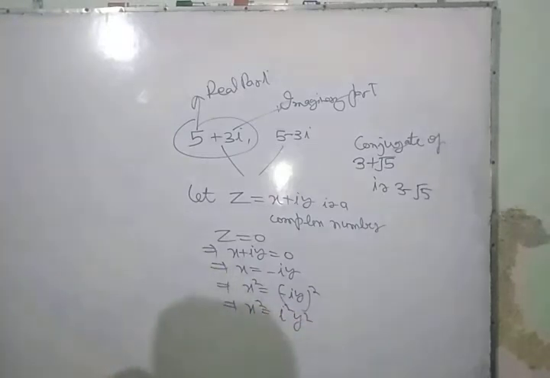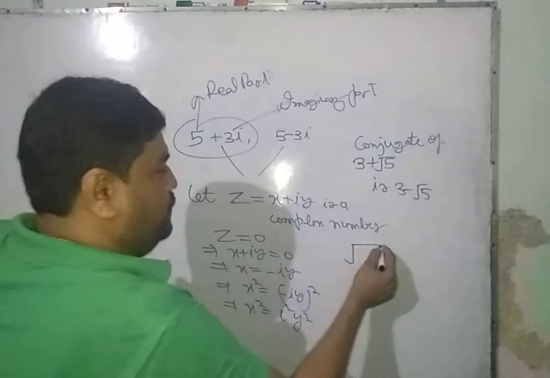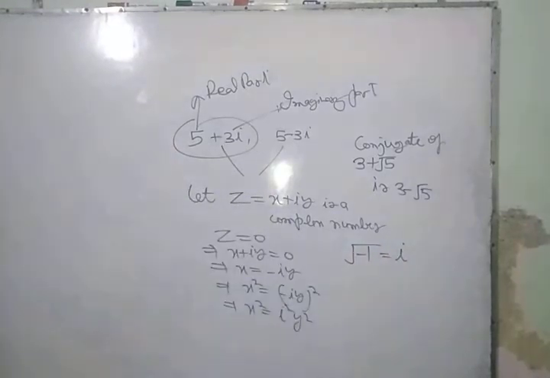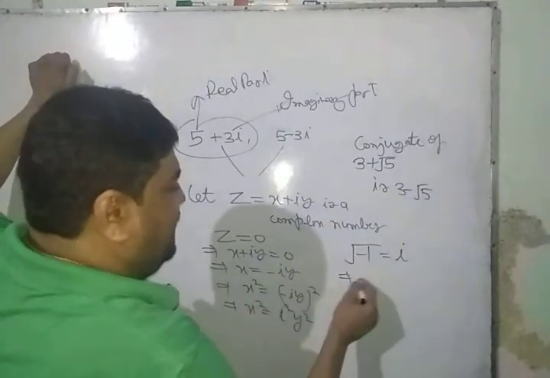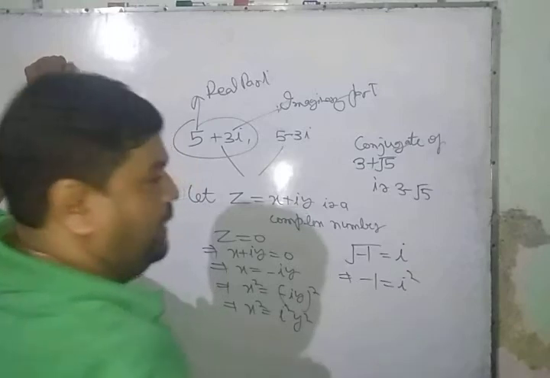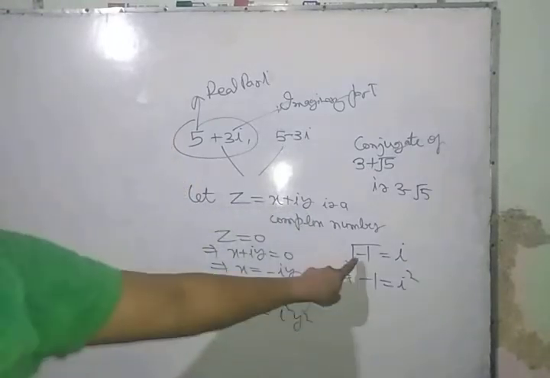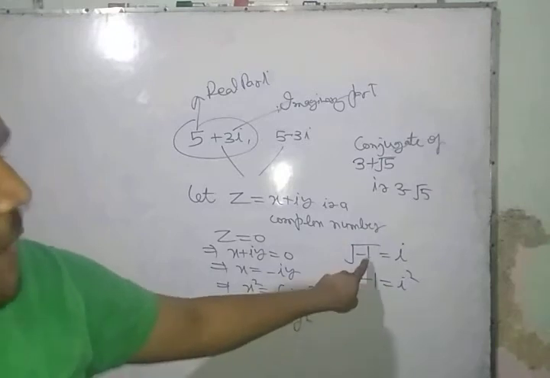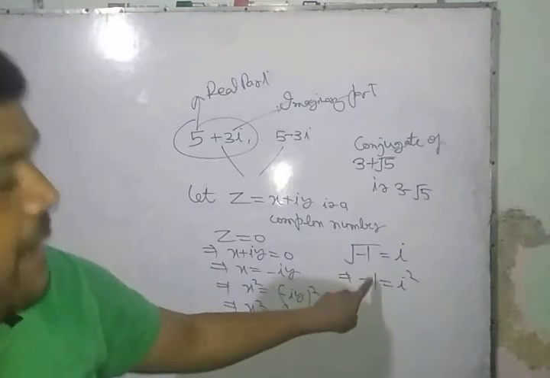Now what is the value of i square? You have seen that root minus 1 is equal to i. Value of i is root minus 1. Now squaring both sides we will get minus 1 is equal to i square. Note that the square of root minus 1 will be minus 1, not 1.